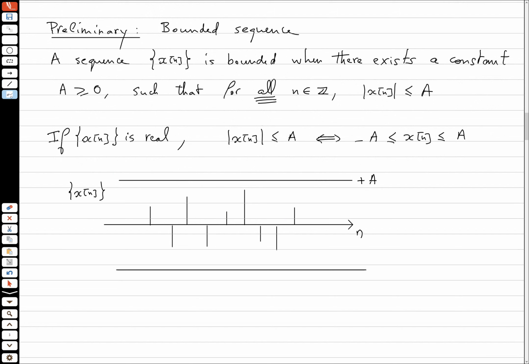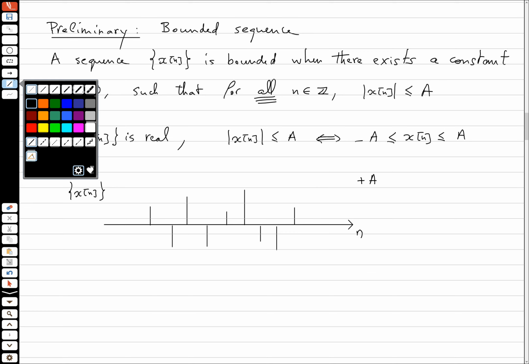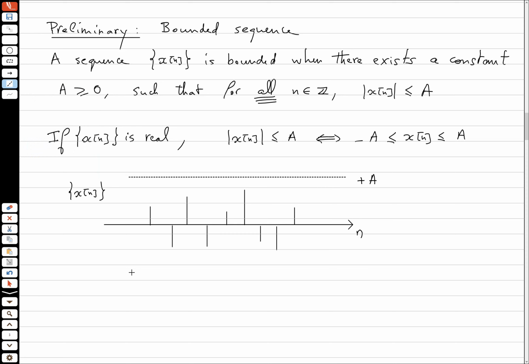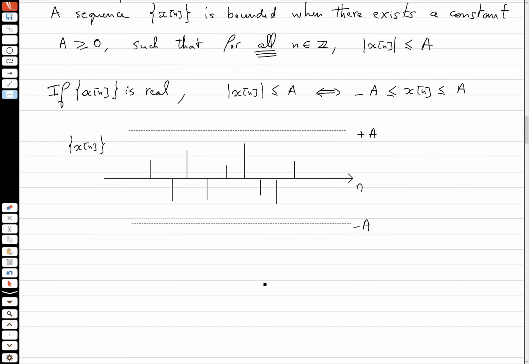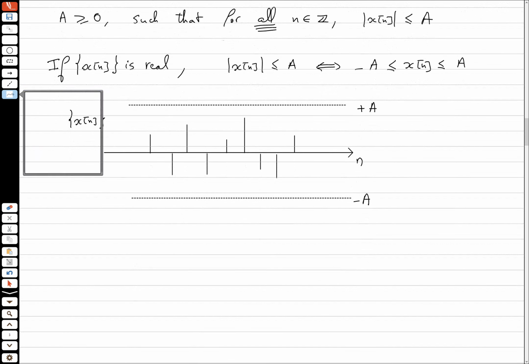In fact, I'm going to use a different line type. So graphically, there will be a ceiling and a floor throughout the whole axis. Okay, so bounded is something visual. So now we go through some fun. Example 1.